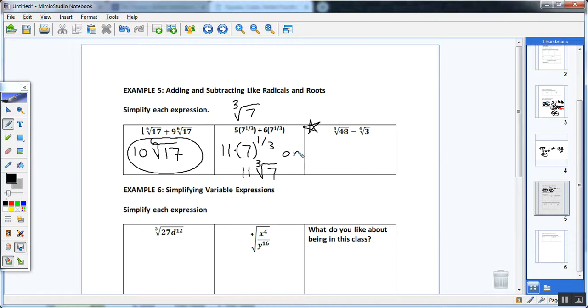Oh boy. Then we get to this next one. Oh my gosh. How am I going to simplify that? How am I going to subtract to simplify that? I don't know. First of all, are the indexes the same? Yes. But are the radicands the same in that last example? That's a problem, right? Okay, which one's bigger?